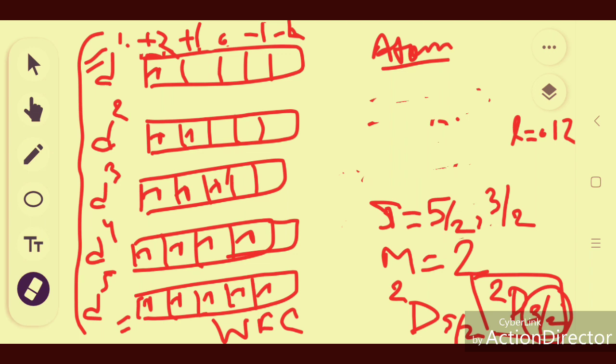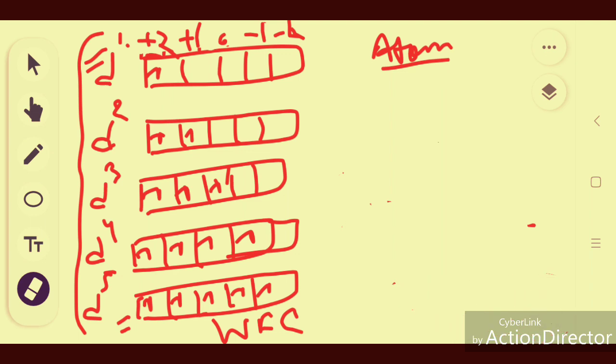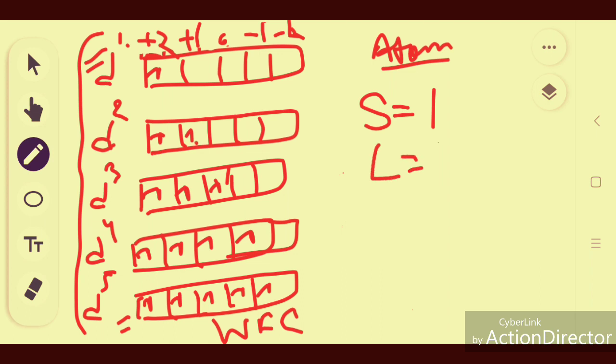So if we consider the d2 configuration, in case of d2 configuration, we can see that there are two unpaired electrons. So if there are unpaired electrons, S will be half plus half, which is equal to 1. L is equal to, because one electron is present in plus 2 and the another electron is present in plus 1, so the L value will become plus 2 plus 1, that is equal to 3. So L is 3.